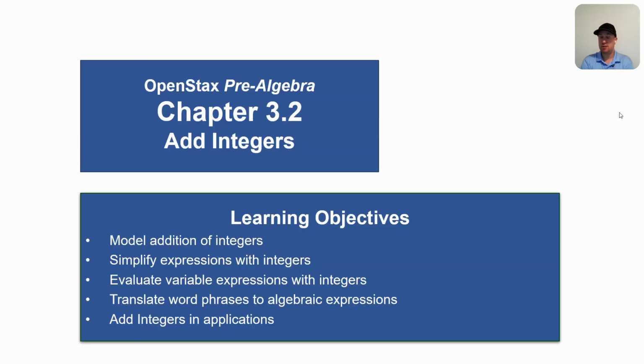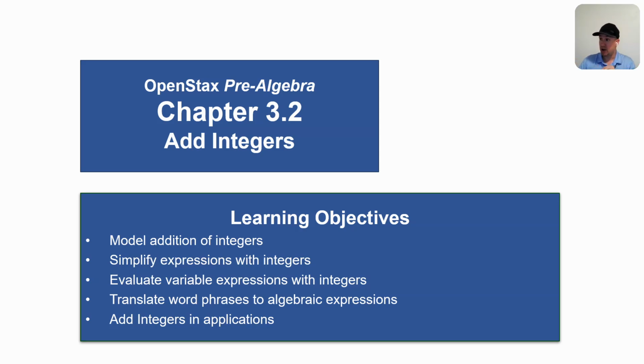Okay, so again, in this presentation, we covered the following learning objectives that you can find in chapter 3.2, adding integers. So we looked at modeling addition of integers on a number line, and we did that repeatedly on all the problems. We then looked at simplifying expressions with integers, evaluating variable expressions with integers where we substitute a known value into the variable and solve it. We translated word phrases to algebraic expressions, like translating the sum of negative 6 and 10, for example. And then we looked at a few word problems as well.